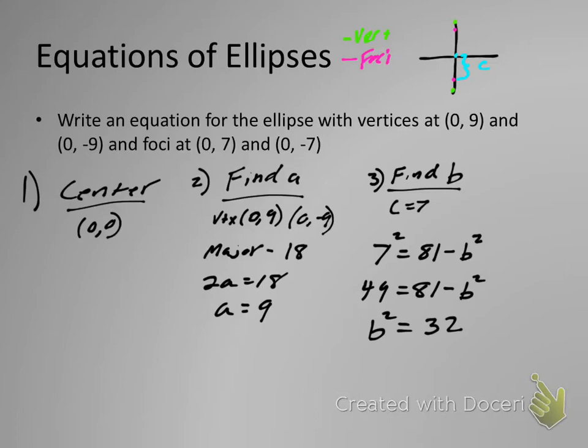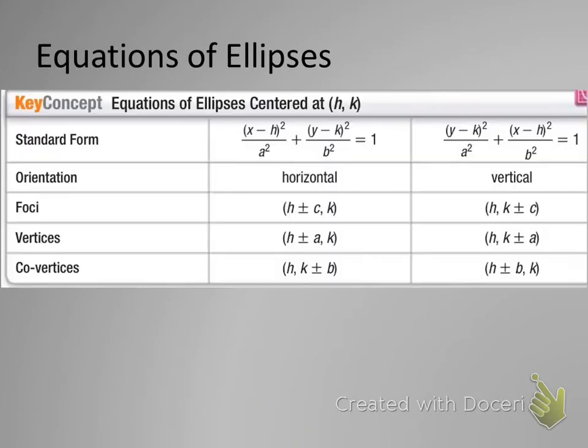Last step, write the equation itself. Since you're orientated vertically, your A always goes with your major, so that means that 81, because it's going to be A squared, goes underneath your Y. Plus X squared over 32 equals 1. And that's the equation of the ellipse centered at the origin.